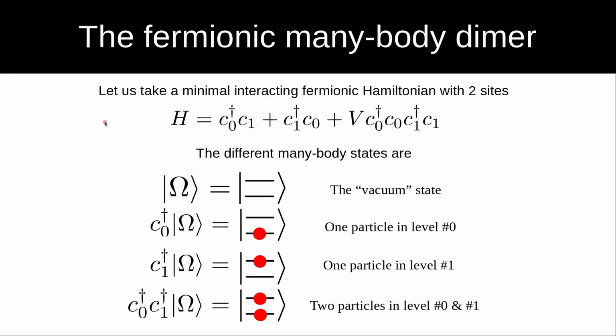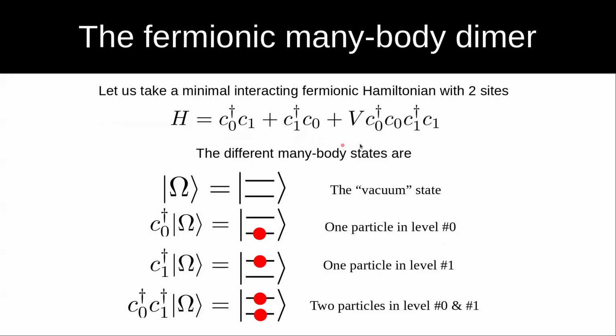And for this, let us start with the simplest model for an interacting fermionic system. So we are going to consider two sites. So site number 0 and site number 1, and there's going to be a hopping between site number 0 and site number 1, and of course the Hermitian conjugate.